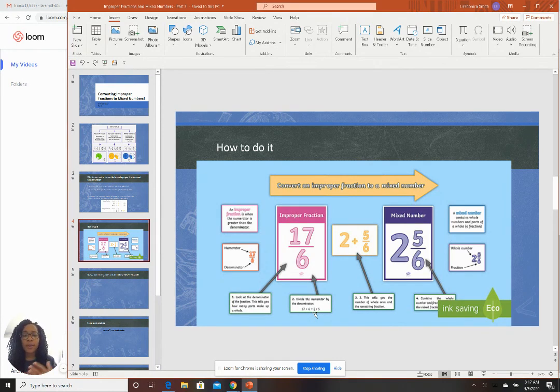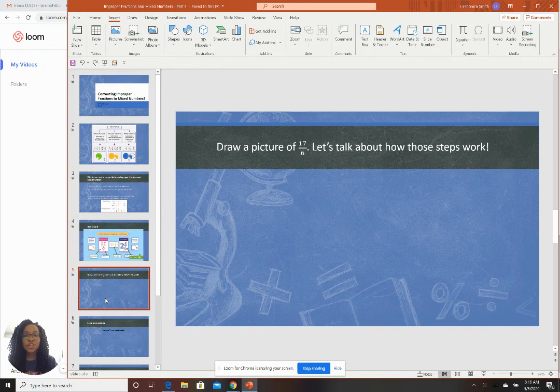However, we will also be drawing pictures to determine that. So you have 2, and you have the remainder 5, and your whole is 6. So this is what you get. Your mixed number is now 2 and 5/6. So you combine it, and you have your whole number, your numerator, and your denominator, and now you have a mixed number, okay? So we're going to draw a picture of 17/6 and talk about why and how those steps work, okay?